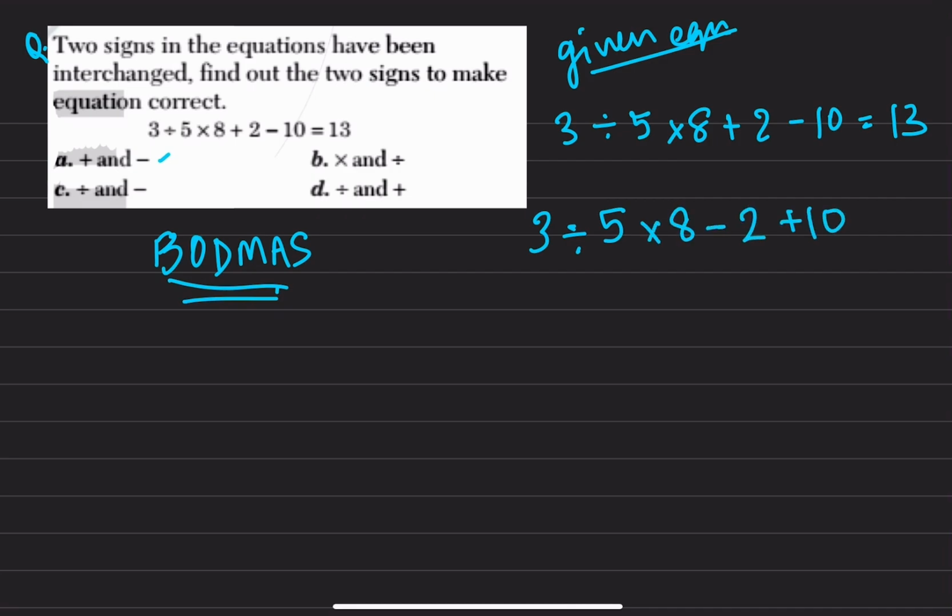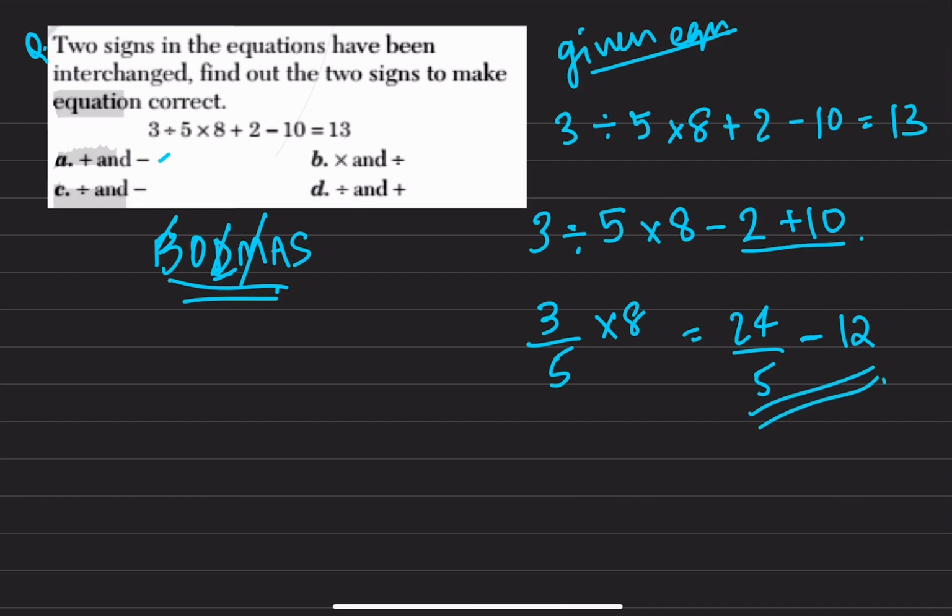Now let's apply the BODMAS rule. We don't have brackets, so we'll start from division itself. So 3 divided by 5 into 8 is 24 by 5. Division and multiplication are done. Next addition, which is 12. But at the end of the day, you won't be getting 13. So this is wrong.